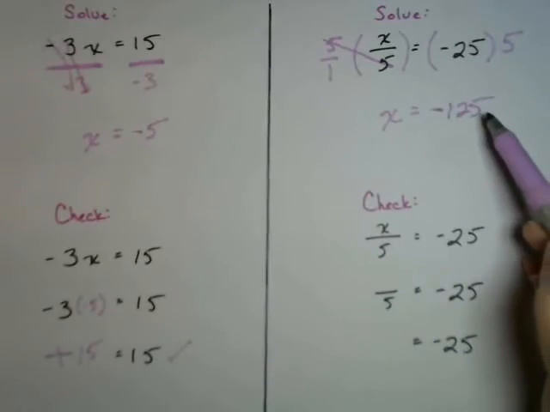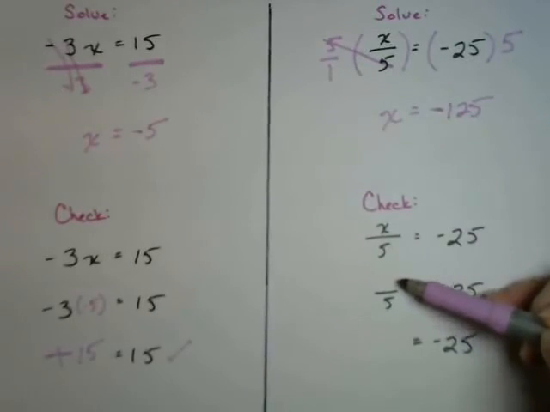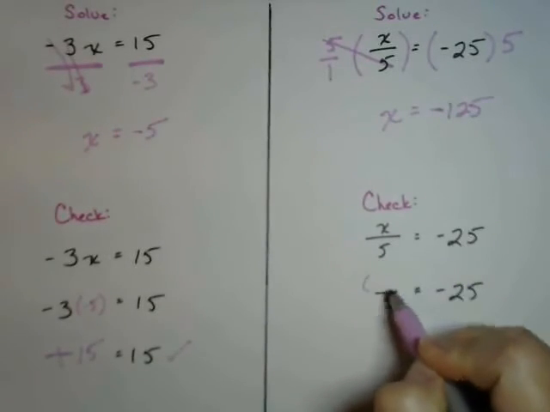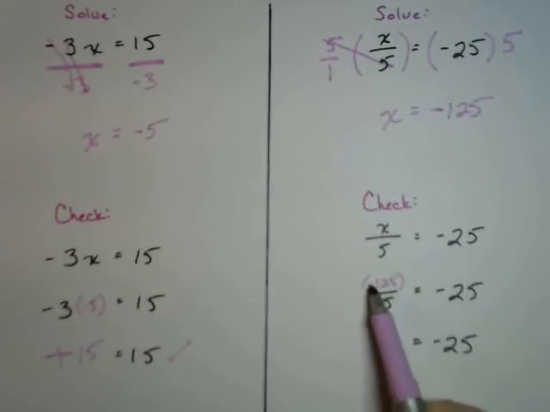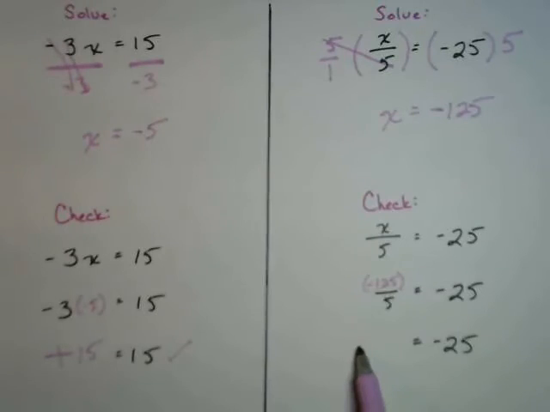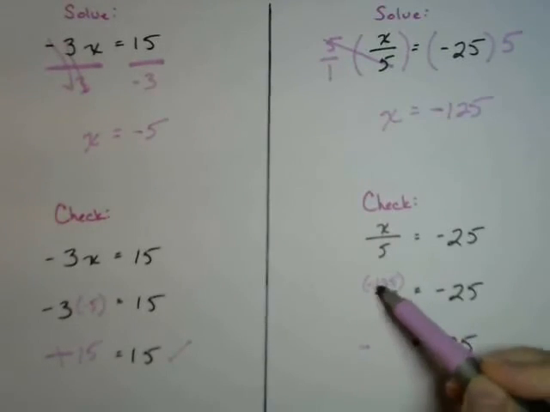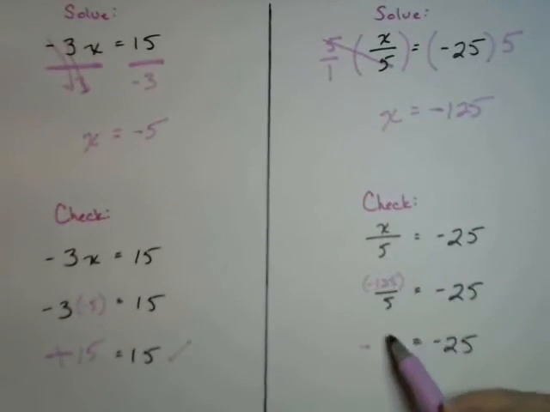Now to see if we're correct, we're going to plug this back into our original problem. So we need parentheses to keep our negative with the 125. So here we have negative divided by a positive. So 1 negative in the problem is 1 negative in the answer. 125 divided by 5, if you think quarters, it helps you remember that's going to be 25. Negative 25 equals negative 25. True statement, so we are correct.